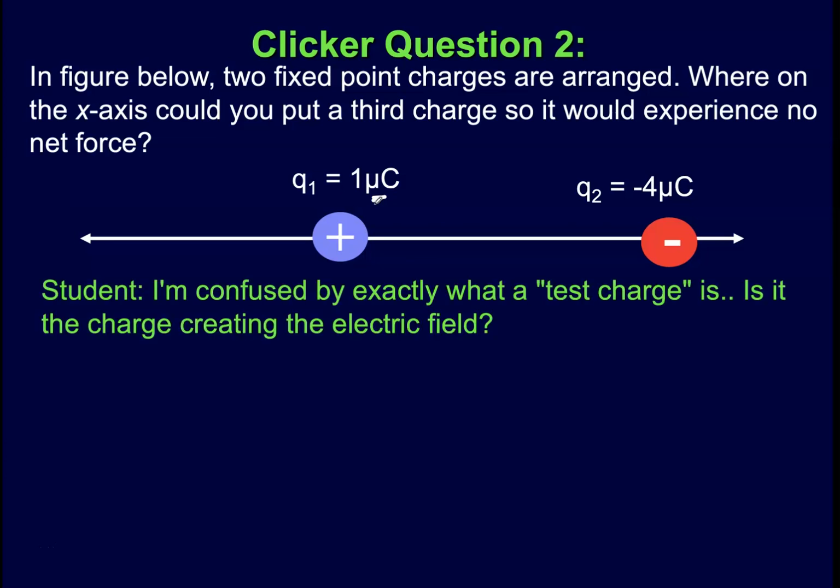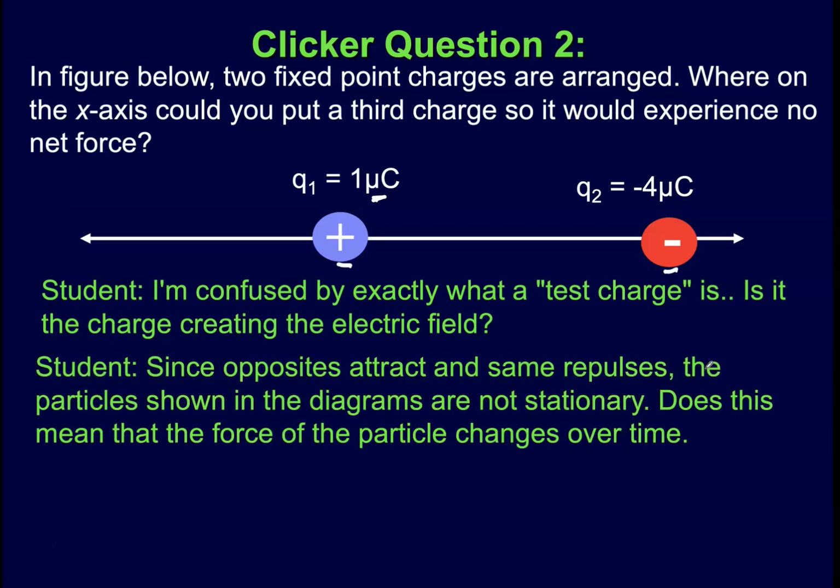A student says, I'm confused by exactly what a test charge is. Is it the charge creating the electric field? Typically in these problems you'll have some set of charges. Here we've got our two charges, this positive and this negative. The test charge would be the one we're acting with. In this case, the test charge would be the one we're going to try to put on the axis and not feel a force. Generally, this test charge is considered to be a really tiny charge, so it doesn't really affect anything else going on.